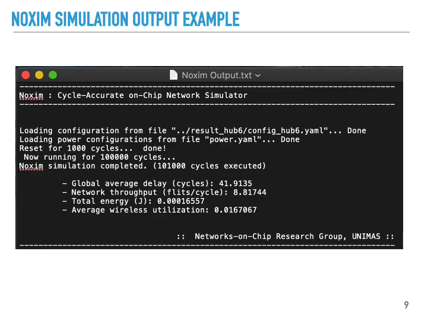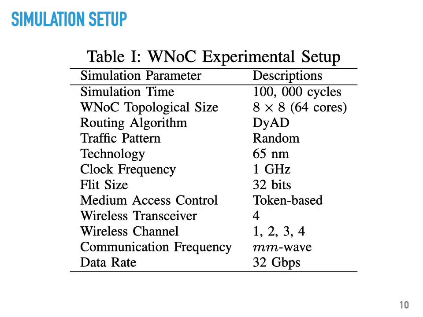So this is an example of the simulation output data provided by the NOCSIM simulator once the simulation is completed. As can be observed, the results and statistics are in terms of delay and throughput of the WNOC system.